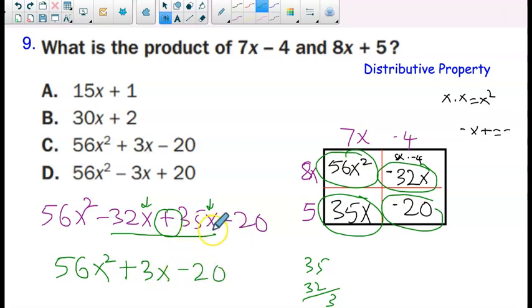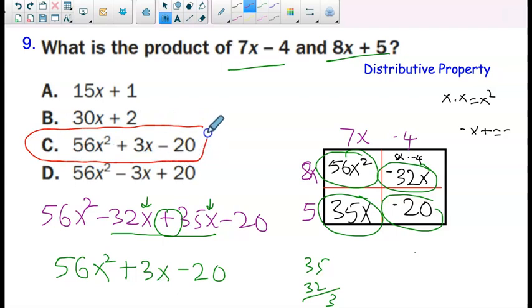Double check, see 35x. From 35x's, you are removing 32x's. So leaving behind 3x's. This is the product of 7x minus 4 times 8x plus 5. Please try to understand this area model. Very simple. And do I have the right answer here? Of course, yes, this is the right one. Correct? 56x square plus 3x minus 20. That's what you have. Very good.